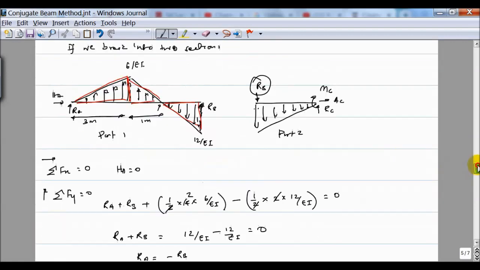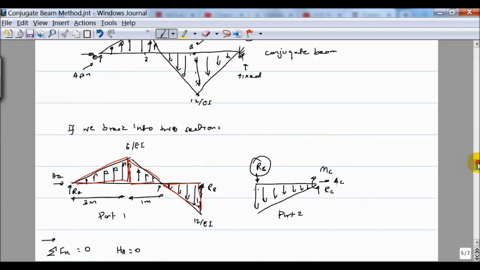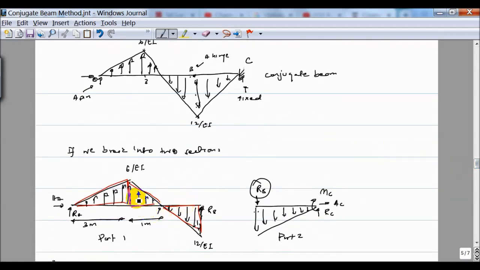Okay, that is again counterclockwise. And then if you take the next portion, again counterclockwise, so half into 1 into 6 over EI, and the distance is going to be 2/3 of 1 meter from this point. So it is 3 plus 1/3 from A. So plus half into 1 into 6 over EI into 3 plus 1/3 is the distance to the point where the effect is acting.